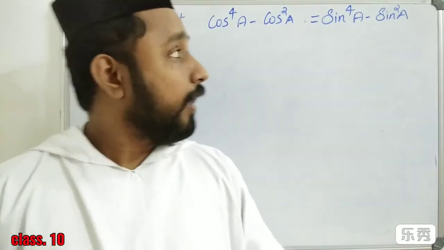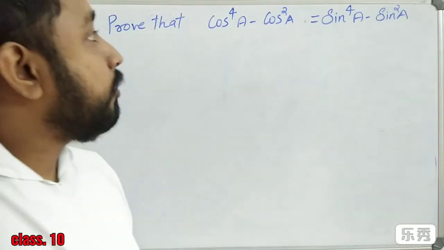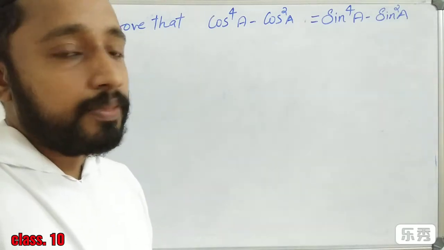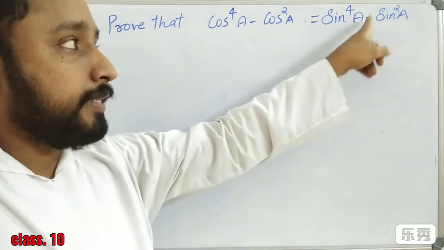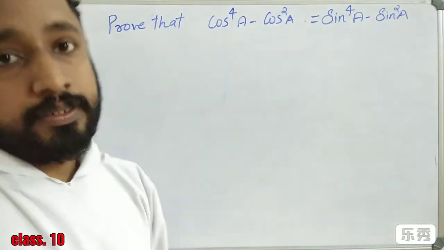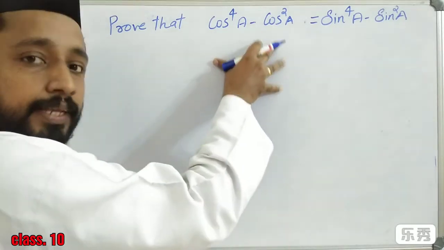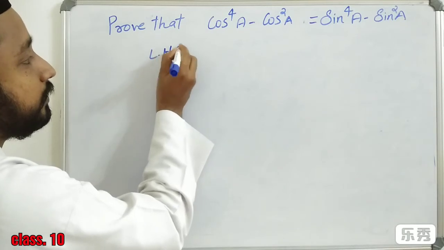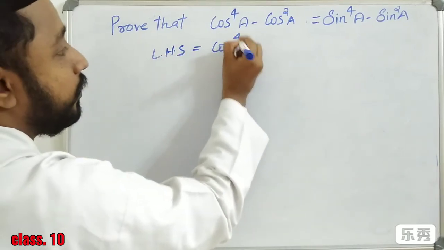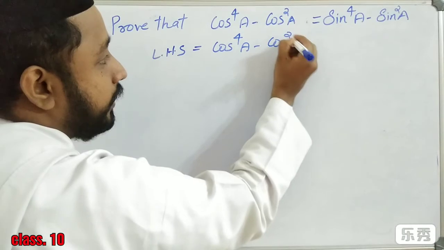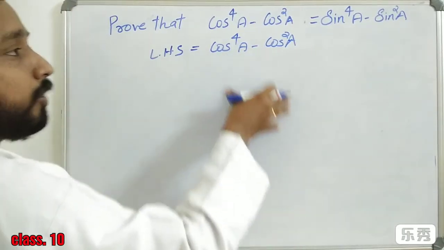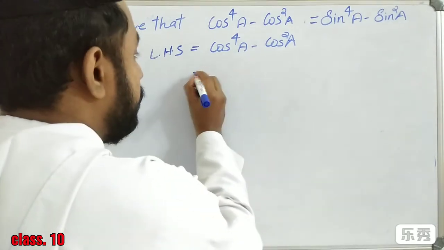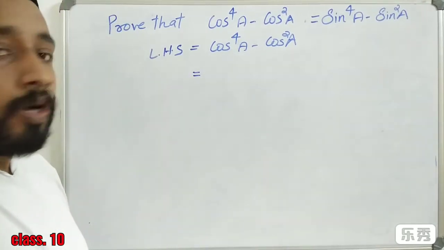Another question, prove that cos raised to 4a minus cos square which is equal to sin raised to 4a minus sin square. This is LHS, this is RHS. We have to prove this is equal to this. So our first step is take LHS and simplify LHS and prove that which is equal to RHS. So LHS is equal to cos raised to 4a minus cos square a. So after simplifying this, we have to know that this is equal to sin raised to 4a minus sin square.